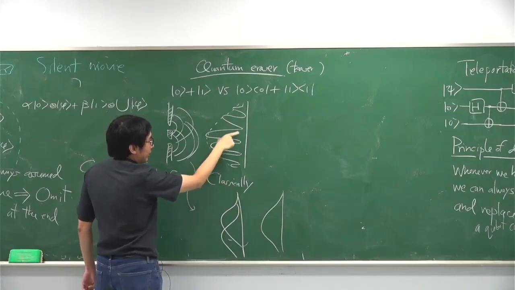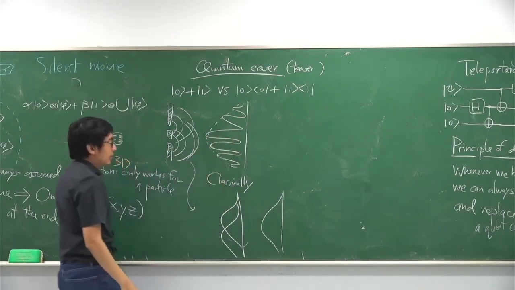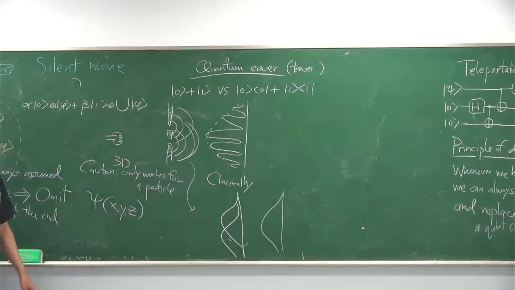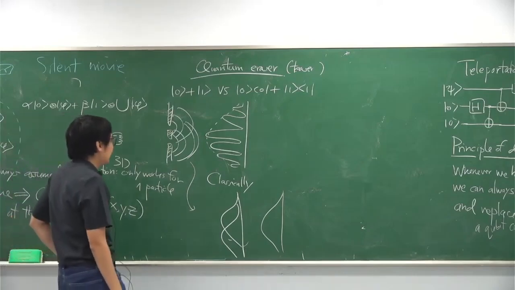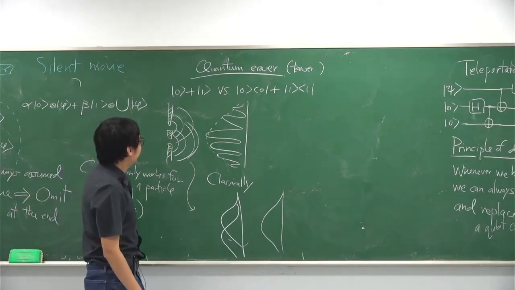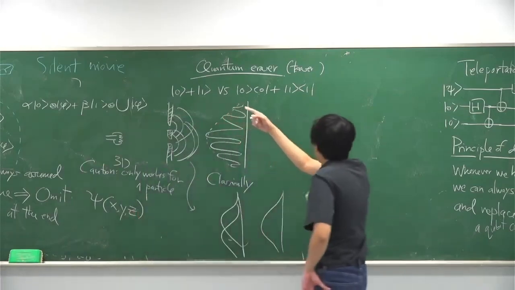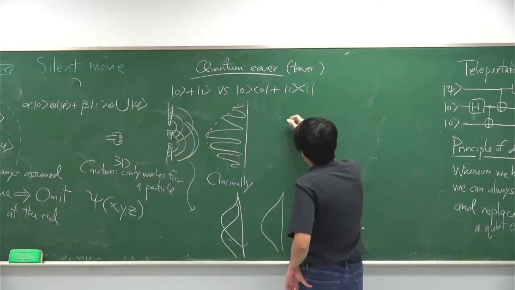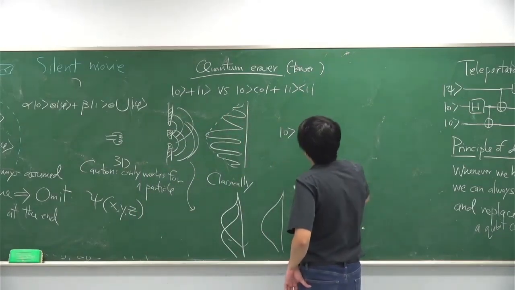But now you have those fringes and white spots from destructive interference and constructive interference, respectively. So for the qubit analog, you can think of interference something like this.